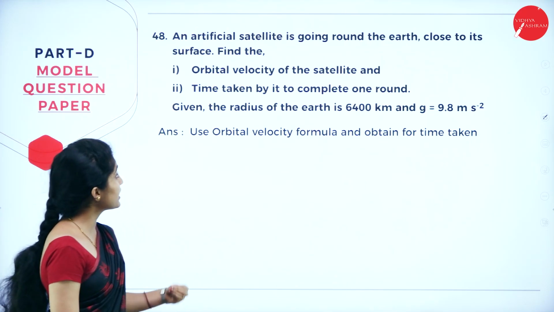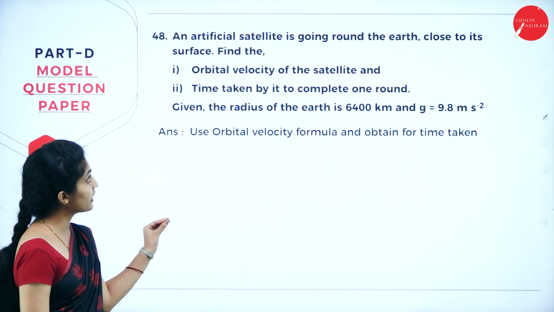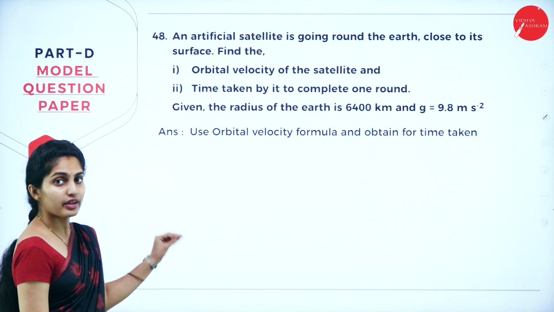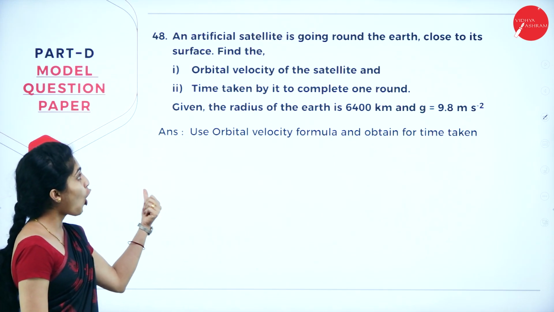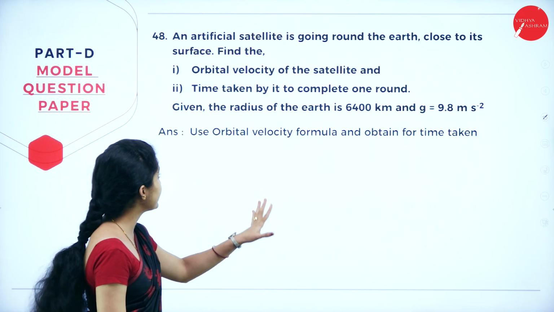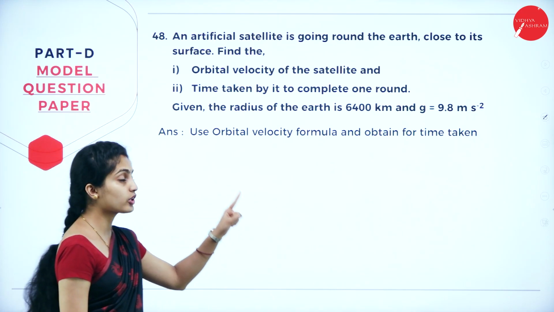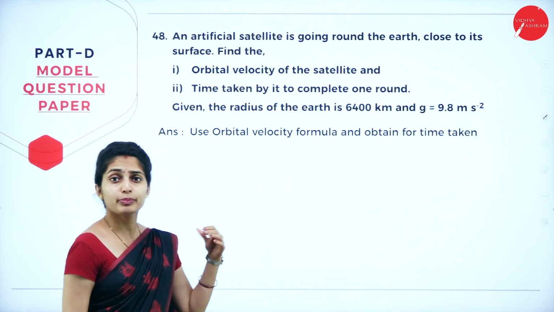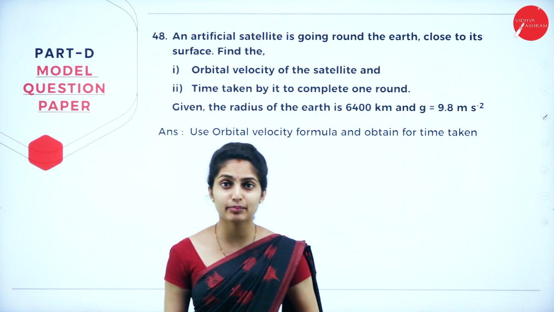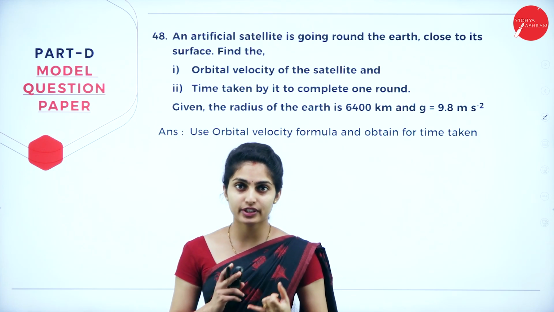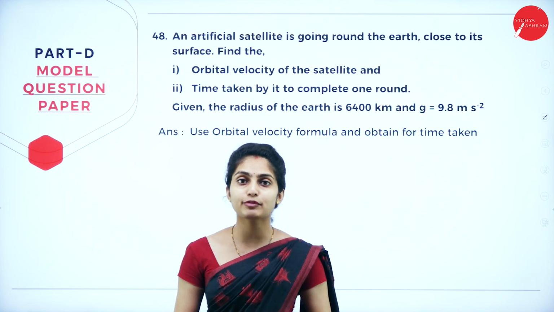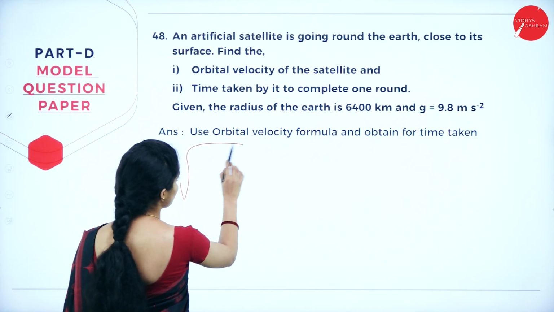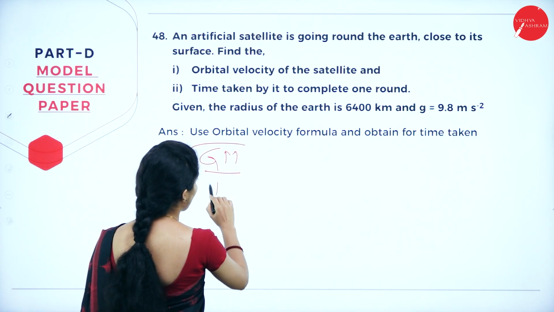Okay. Next is an artificial satellite going around the earth close to its surface. What are we supposed to do? We have to find the orbital velocity of the satellite and the time taken by it to complete one round. We have to find the orbital velocity as well as the time using the orbital velocity formula and time formula. So orbital velocity is equal to root of GM divided by r.